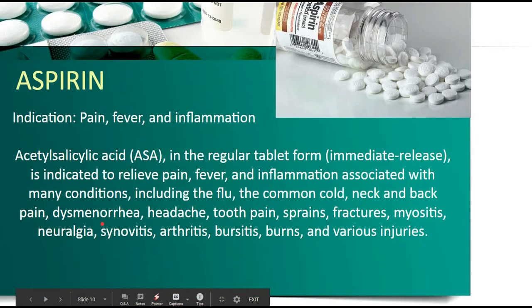So first is aspirin. Aspirin or acetylsalicylic acid in the regular tablet form is indicated to relieve pain, fever, and inflammation associated with many conditions such as the flu, common cold, neck and back pain, dysmenorrhea, headache, tooth pain, sprains, fractures, myositis, neuralgia, synovitis, arthritis, bursitis, burns, and various injuries.